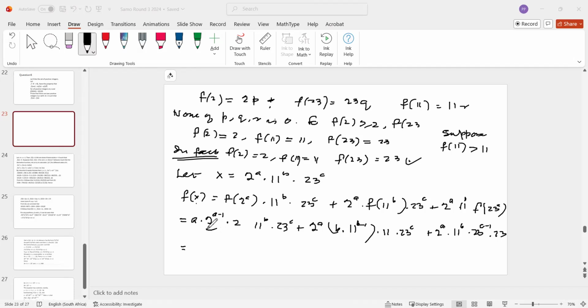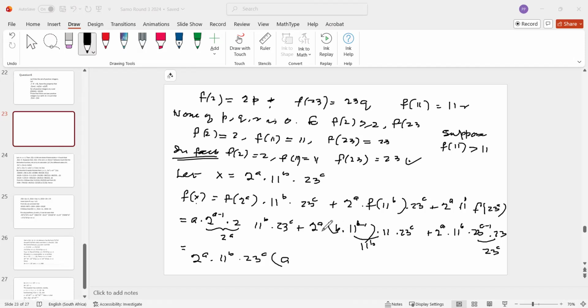Now you can group together. See, this is 2 to the a. And these two together give you 11 to the power of b. And those two together give you 23 to the power of c. So if you look now, you'll see I've got 2 to the a, 11 to the power of b times 23 to the power of c as a common factor of this, right? The remaining factor being a.